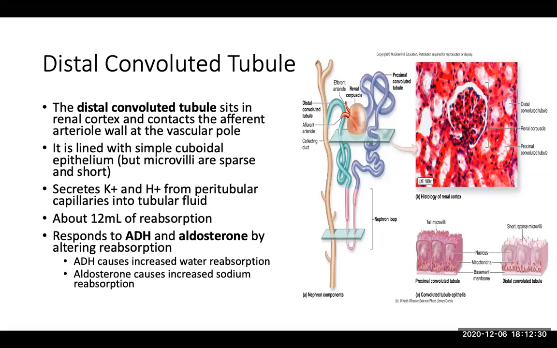The distal convoluted tubule contacts the afferent arteriole wall at the vascular pole. It's lined with simple cuboidal epithelium. It secretes potassium and hydrogen from the peritubular capillaries into the tubular fluid. About 12 milliliters is reabsorbed in the DCT, and it will respond to ADH and aldosterone by increasing water reabsorption and increasing sodium reabsorption.